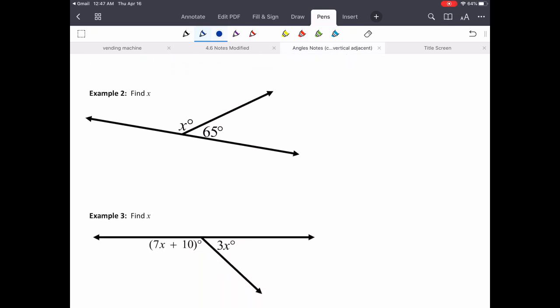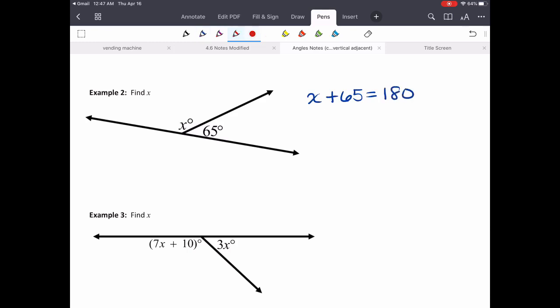Same thing for number 2. We're going to set up a real simple equation for that one: x plus 65 is equal to 180. Take away 65 from both sides, and you get x is equal to 115 degrees. So the first couple questions are pretty straightforward.